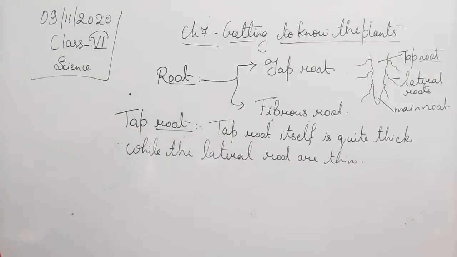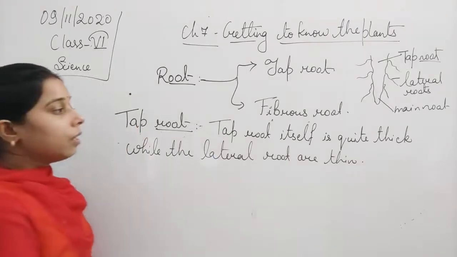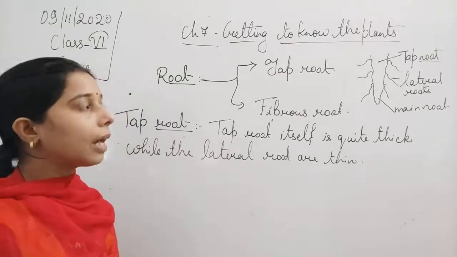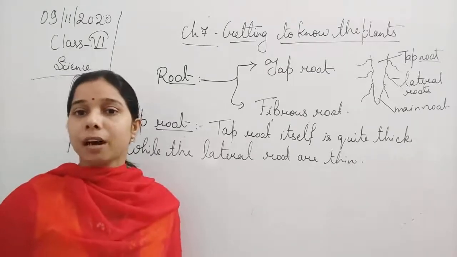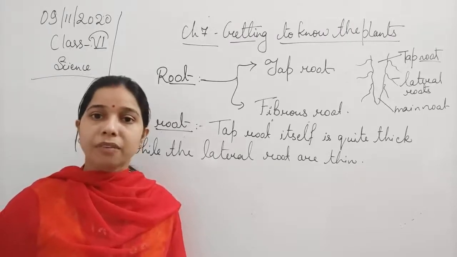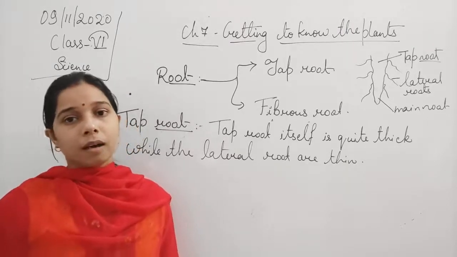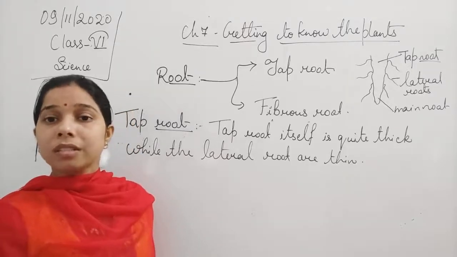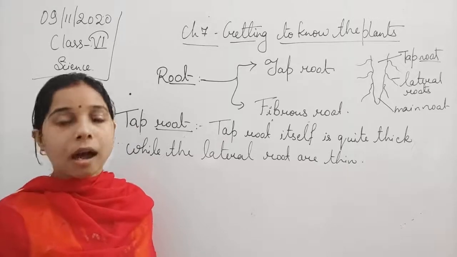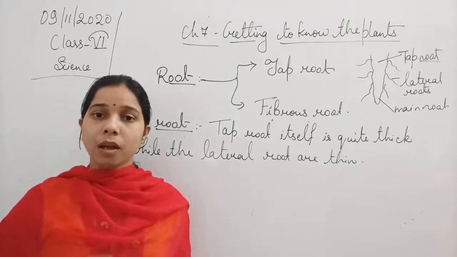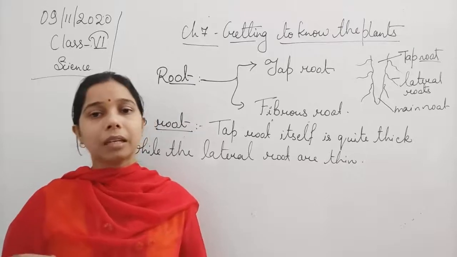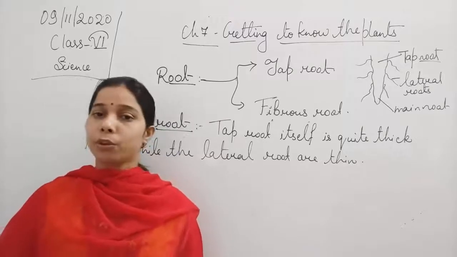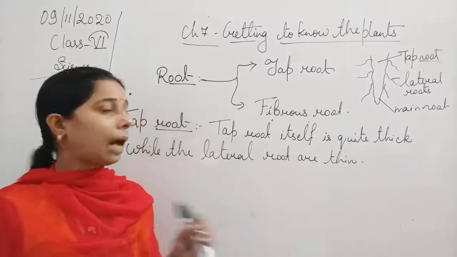Okay, students? Now, we have seen a few things in case of a taproot. Whenever we say what is a taproot, it is a root consisting of a single thick root which goes deep inside the ground, and from that single root many small fibers or many small thin branches come out. Such a root is known as a taproot.